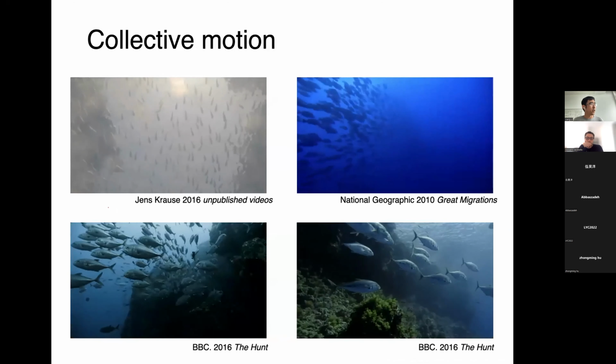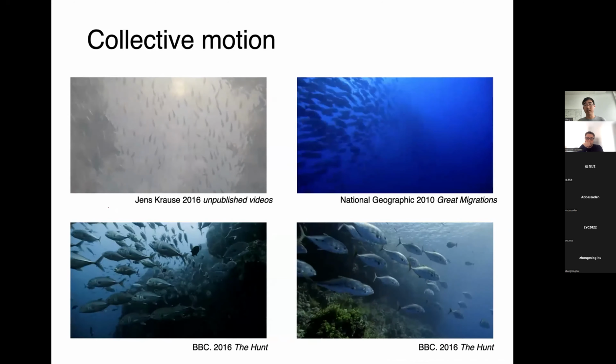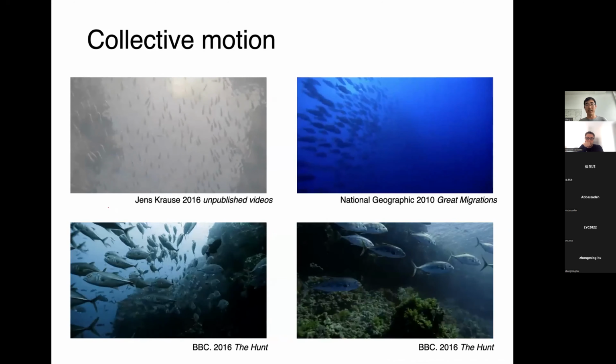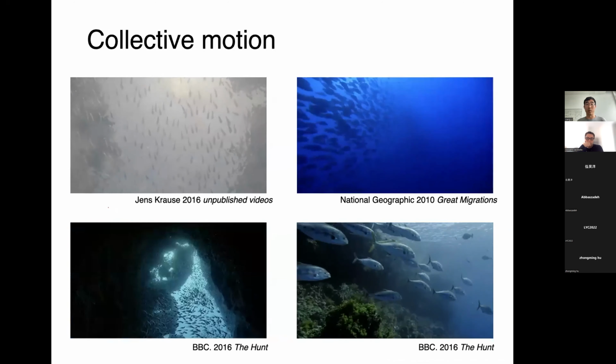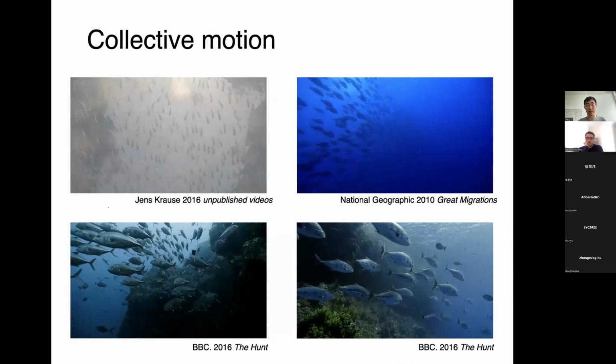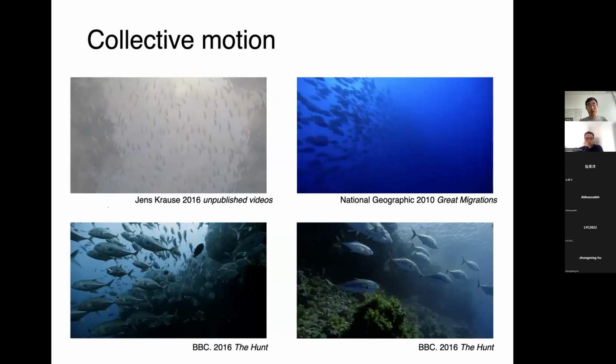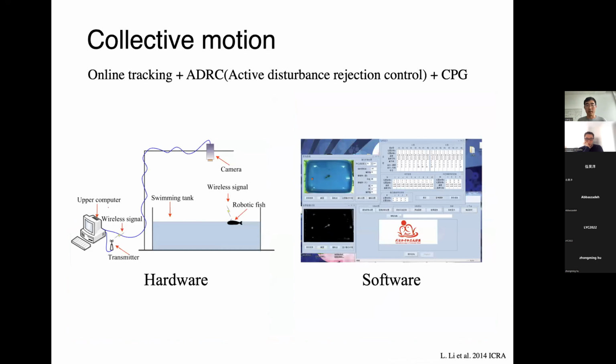After that, we go back to nature again. We find in nature, most fish swim in groups. Then we wonder, can we also make our robotic fish swim in a group? To do so, we needed to design another pair of hardware and software. So with the hardware, we have a tank, and within the tank, we have one or multiple robotic fish.